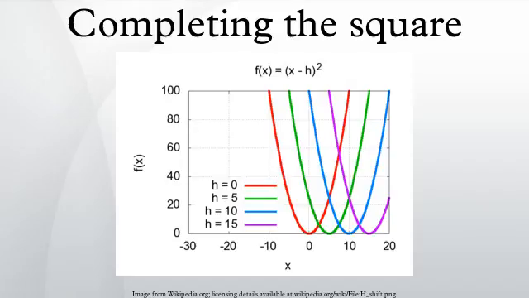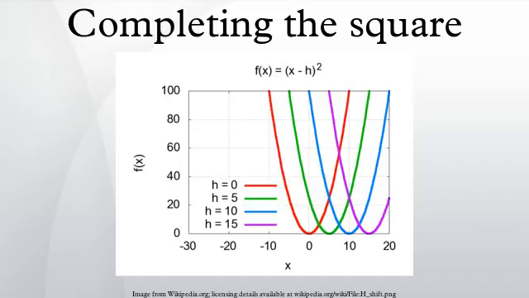For example, non-monic case. Given a quadratic polynomial of the form, it is possible to factor out the coefficient a, and then complete the square for the resulting monic polynomial. Example. This allows us to write any quadratic polynomial in the form.